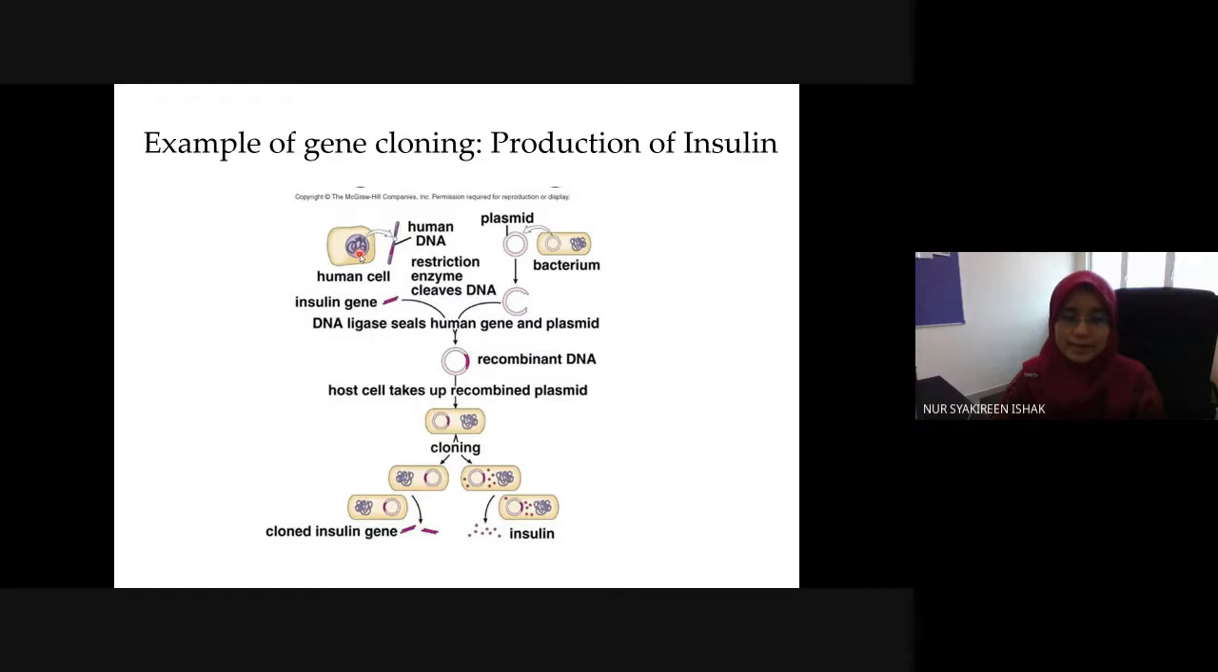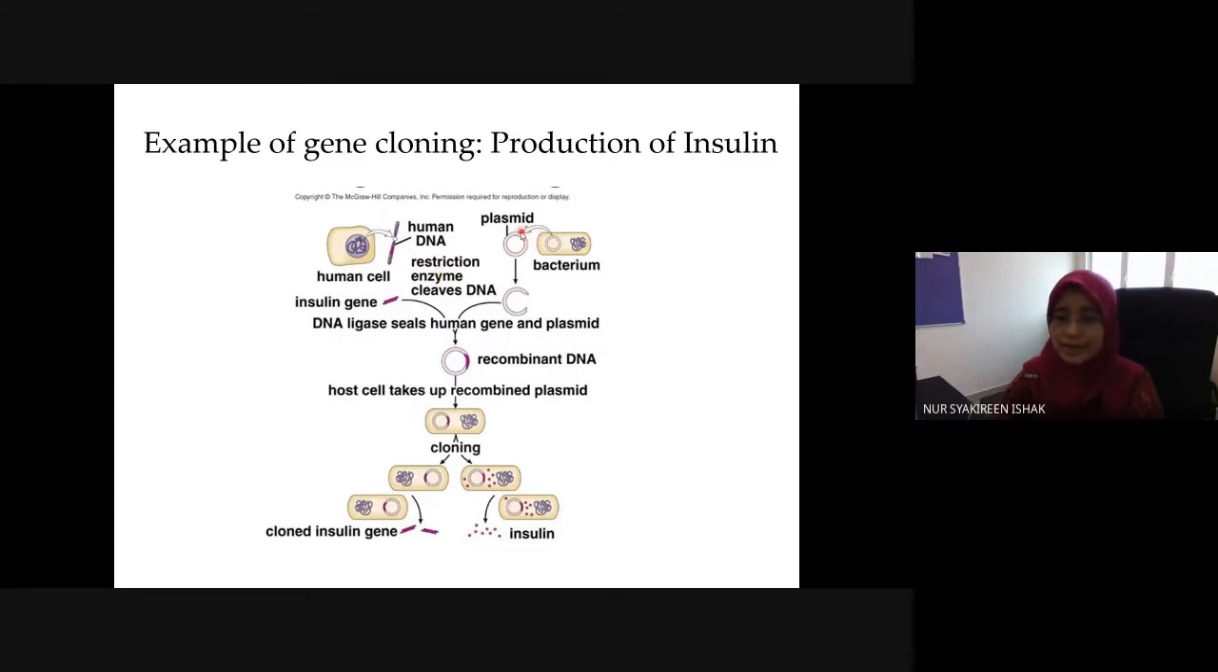You can extract the gene for insulin by isolating the gene from, for example, pancreatic cells, because the pancreas produces the hormone insulin. So you isolate the gene from the cell, and then you cut the gene using restriction enzymes.